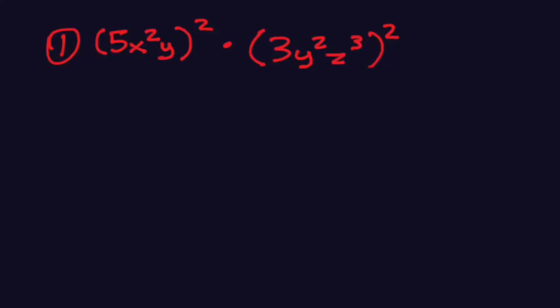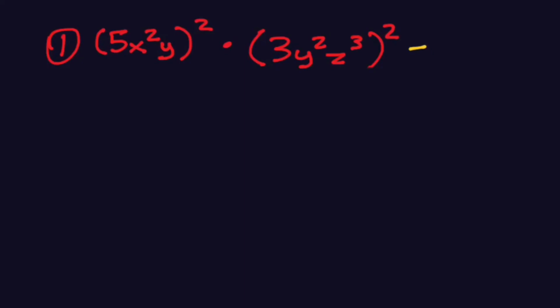Okay, so now we're going to do some practice problems that will incorporate all of the different properties that we've learned today into one equation. So this is (5x squared times y) to the second power times (3y squared times z cubed) to the second power is equal to what?